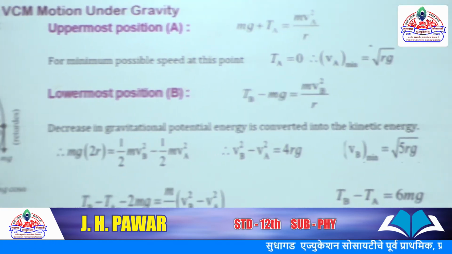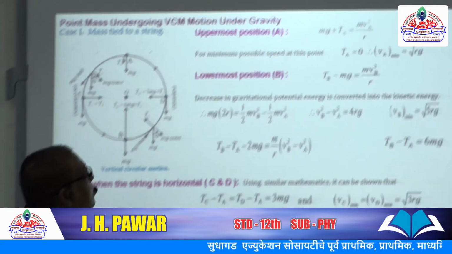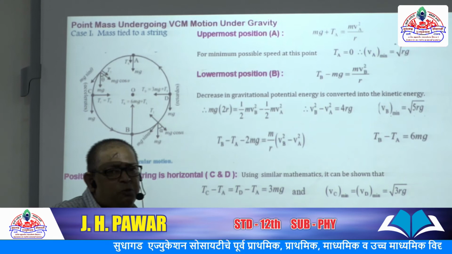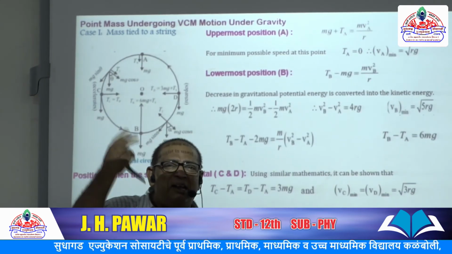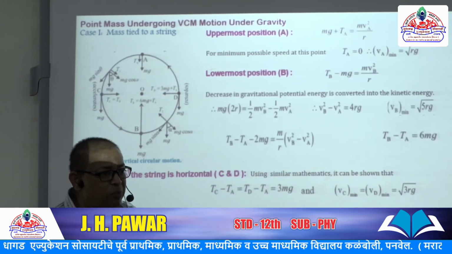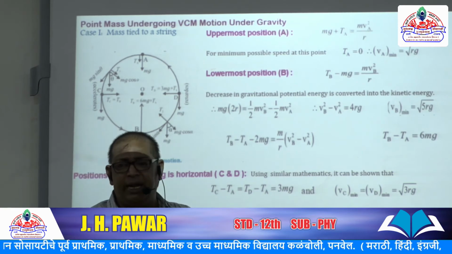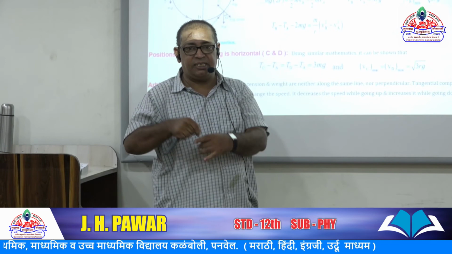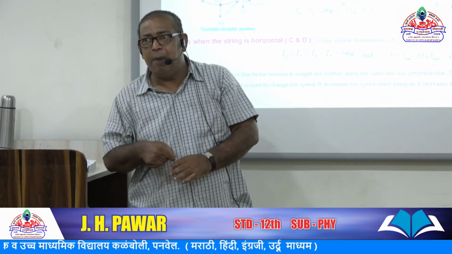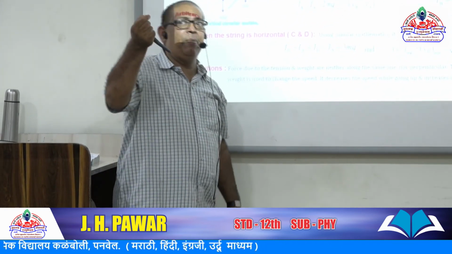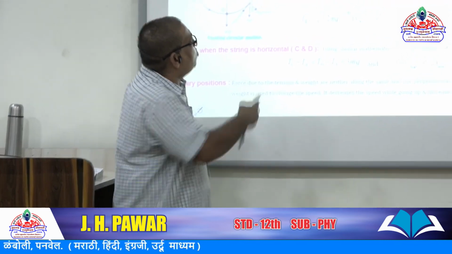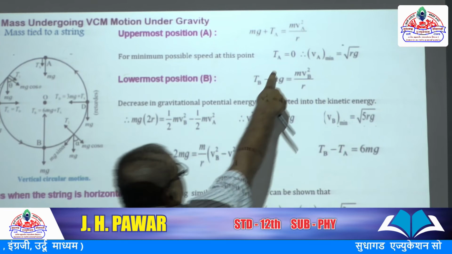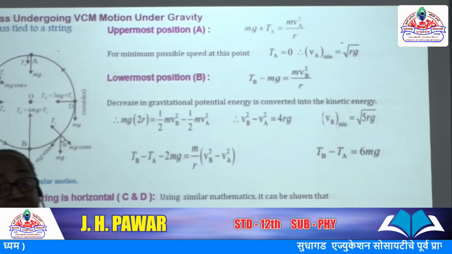Both provide the necessary centripetal force for its circular motion. Then, for minimum possible speed, we mean the energy is minimum. You can give any type of energy, more and more. But look at the thing: in the last revolution, what happens? A minimum kinetic energy is there, minimum velocity is there at the top. So, at minimum possible speed at the top, the tension in the string is almost zero.